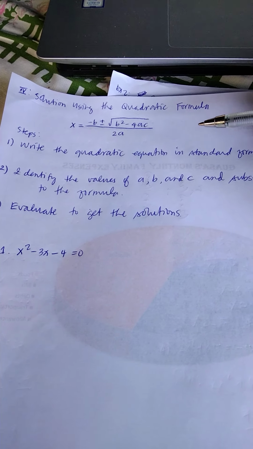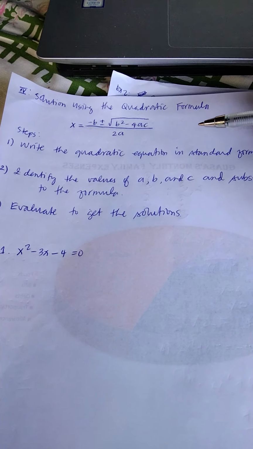Okay? Step 2, identify the values of A, B, and C and substitute to the formula. By getting the standard form of the quadratic equation, we determine the numerical coefficient beside x squared, that would be our A. The second term, beside x, is B. Then the constant is C. Then after identifying these values, we substitute the values to the quadratic formula. Step 3, evaluate to get the solutions. So it is easy, no? If we have difficulty in factoring, it can be solved using the quadratic formula.